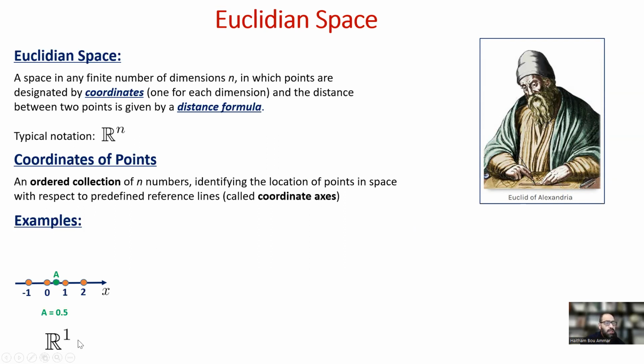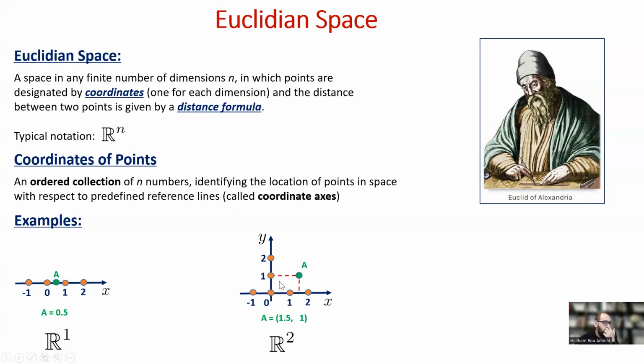So R1, a Euclidean space, is a space that looks like this, right? So this is a line, just a line. That's the coordinate axis, right? It's just a one-dimensional line. And here you have points like -1, 0, 1, 2, and so on. And then here you can have a point A, which has a 0.5 value that can be located on this line. So the coordinate of this A is 0.5, and it can be located on this line.